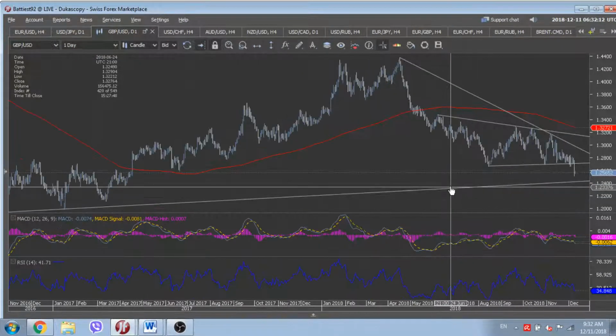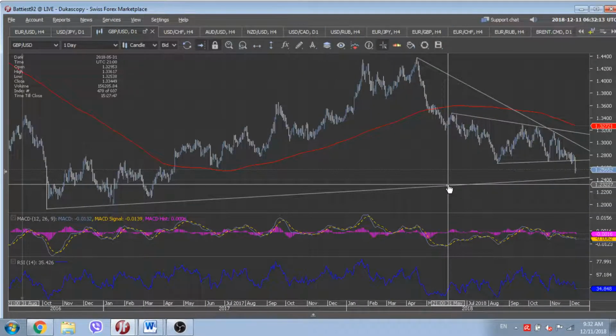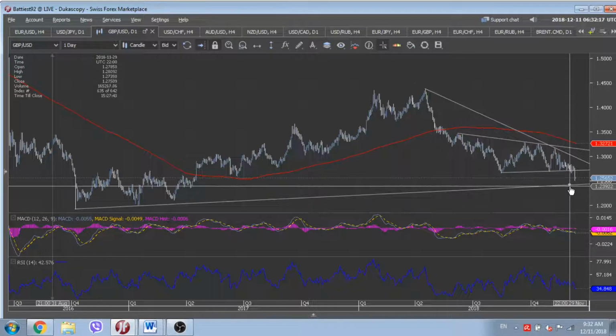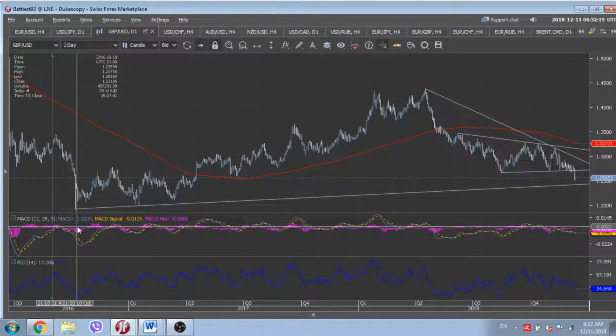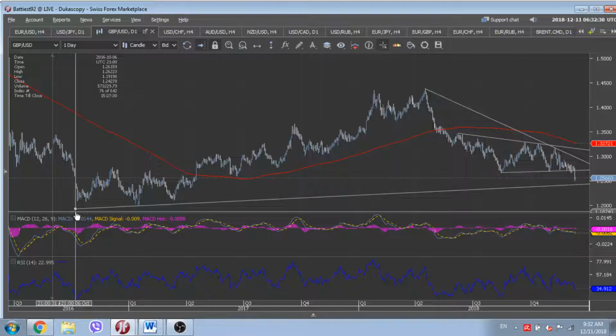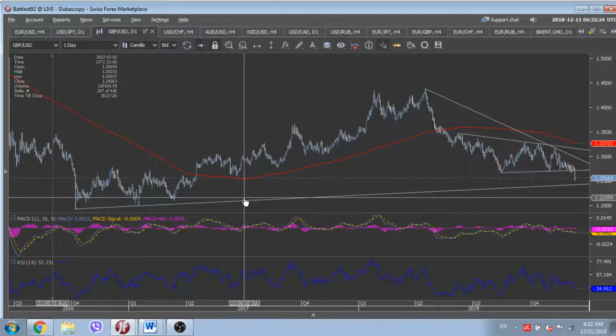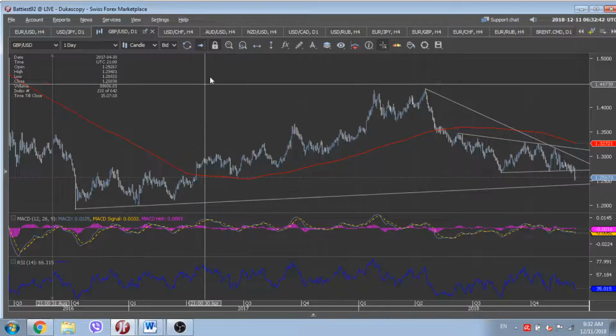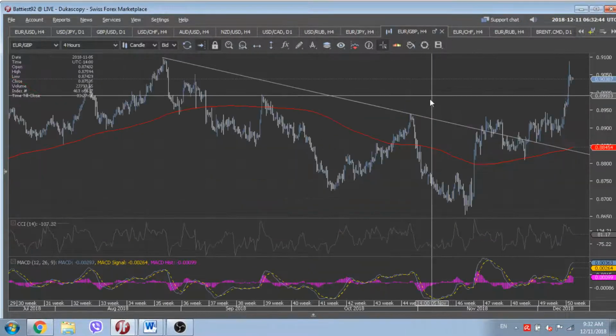124.20 is the location of the so-called 2016-2018 uptrend line. The uptrend line that was drawn from the lows on the Brexit announcement that were touched by the cable in 2016. It was the 6th of October. Now the situation should remain quite negative for the cable. Also the same applies for the euro sterling.